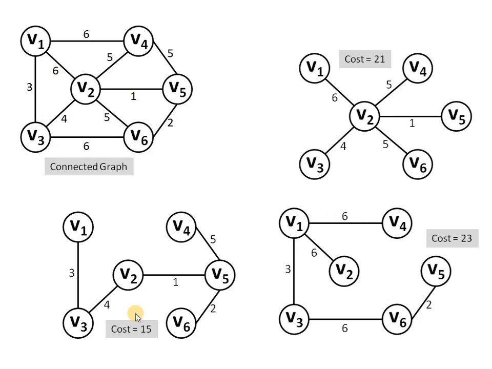Today we are going to talk about algorithms with the help of which we can find a minimum spanning tree for any connected undirected graph. And those algorithms are Prim's algorithm and Kruskal's algorithm.